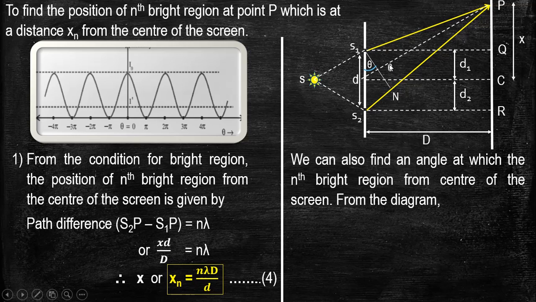Theta is the angle at which the first bright region is formed. If you take the second bright region, let us assume it is formed at point P. So you can find out at what angle this second bright region is formed. In the same way, how we have calculated the distance of every bright region from the center of the screen, we can find out the angle at which every bright region is formed from the center of the screen.